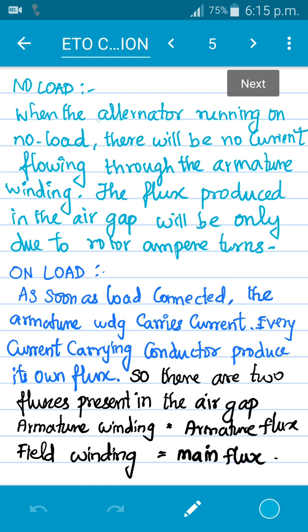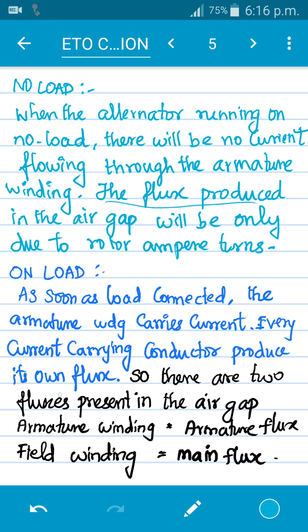Now we consider, as before, the alternator at no load. When the alternator is running on no load, there will be no current flowing through the armature winding. The flux produced in the air gap will be only due to the rotor ampere turns. On load, as soon as the load is connected, the armature winding carries current.